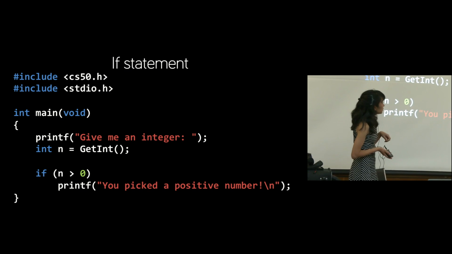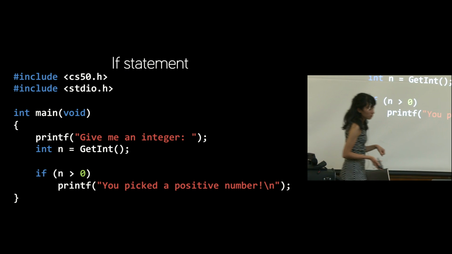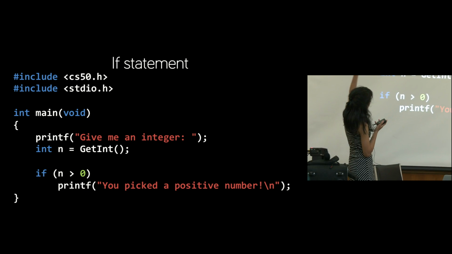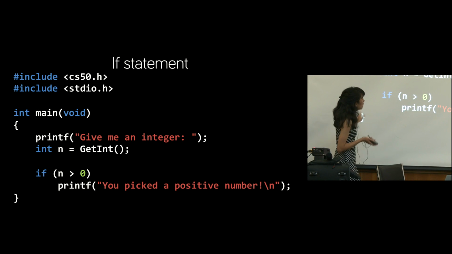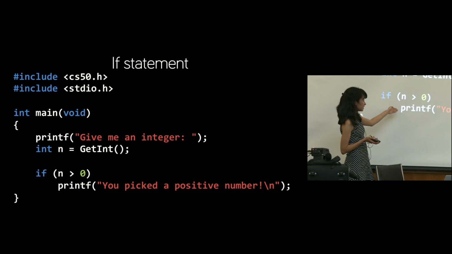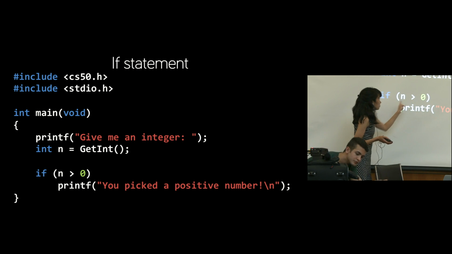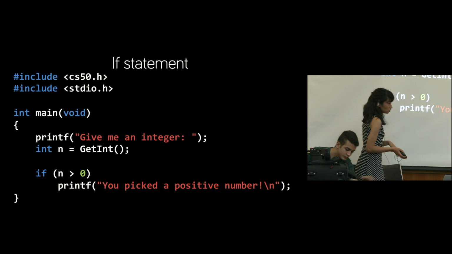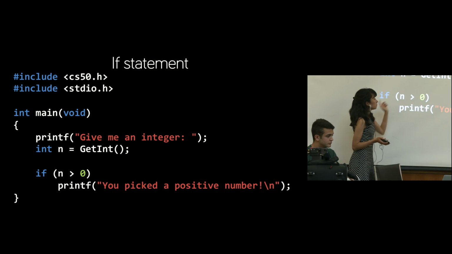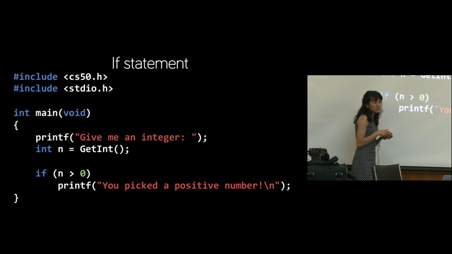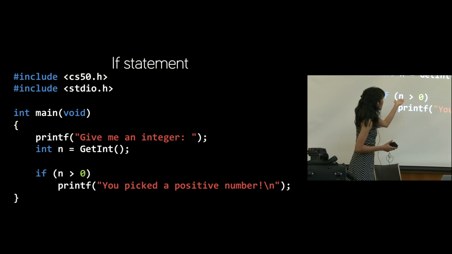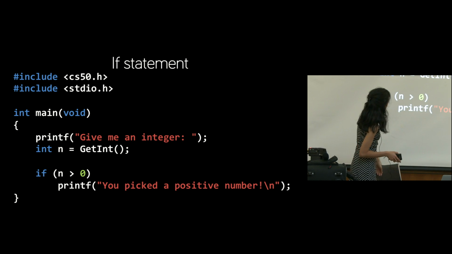So conditions are important because they allow us to introduce logic into our programs. So here's an example of a condition within a C program. Let's note how this printf statement will not execute unless the condition within the parentheses, n greater than 0, evaluates to true. All of the conditions within if statements are Boolean expressions, which means that there are only two options. They can either evaluate to true or they can evaluate to false. So here, this makes sense, right? n greater than 0 means that it is a positive number, which means it will print out, you picked a positive number.